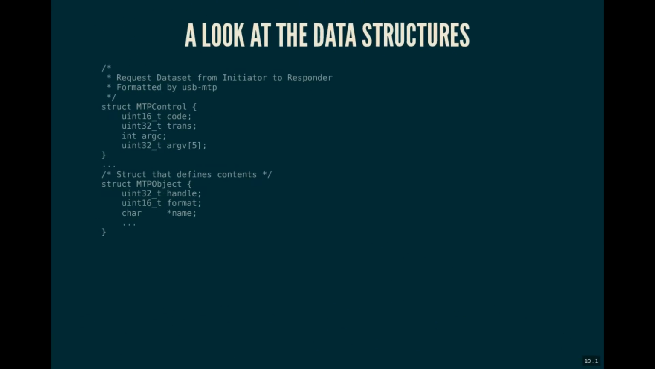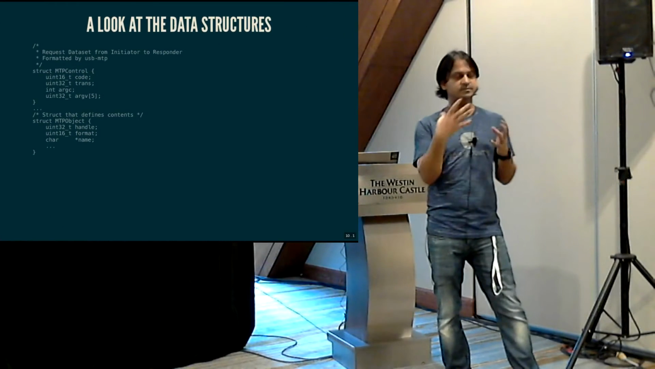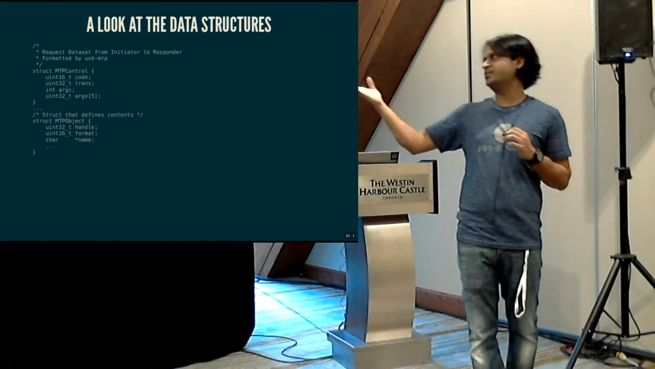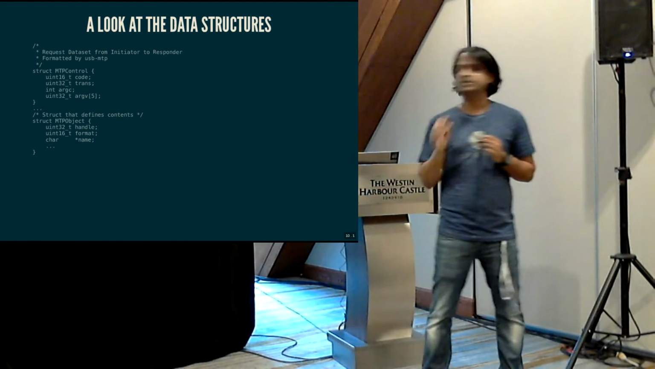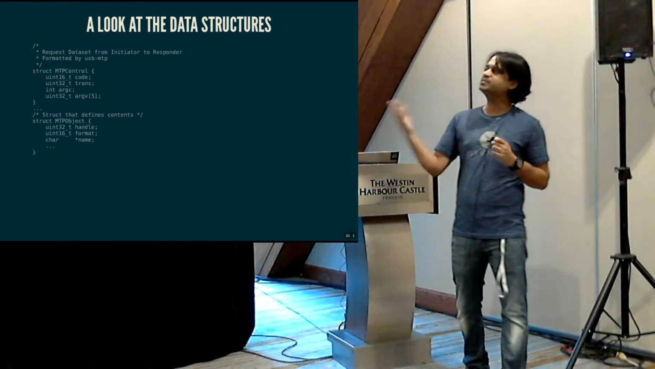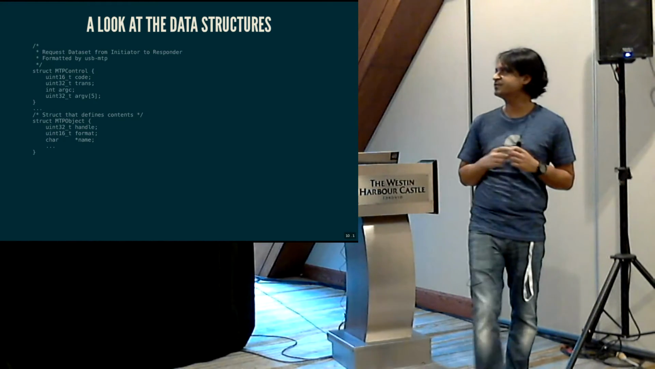The other important data structure is MTP Object, which is the one that actually defines the contents of the file. The most important part is the handle, which is the integer ID that I spoke about, because that actually signifies the contents. There are other fields, but that's the one that the initiator is going to use to request the contents of a file.